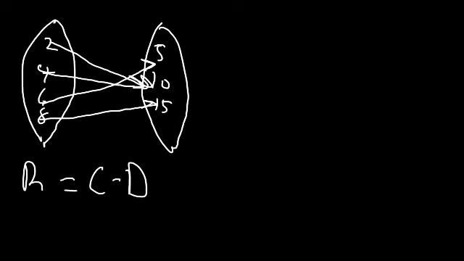So the last one is the bijective function. A function is said to be bijective, where bi means two, if it is injective and if it is surjective. So how will you know?